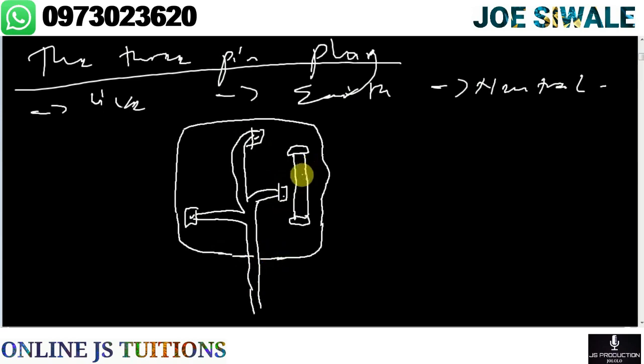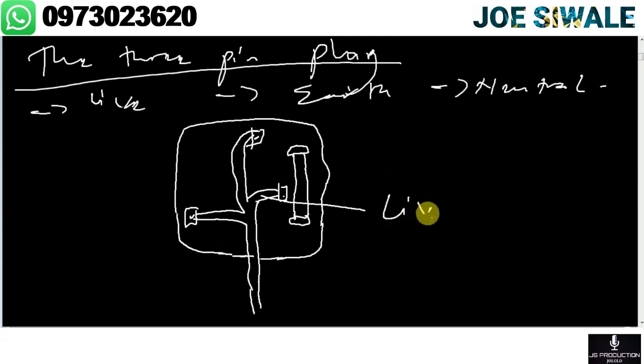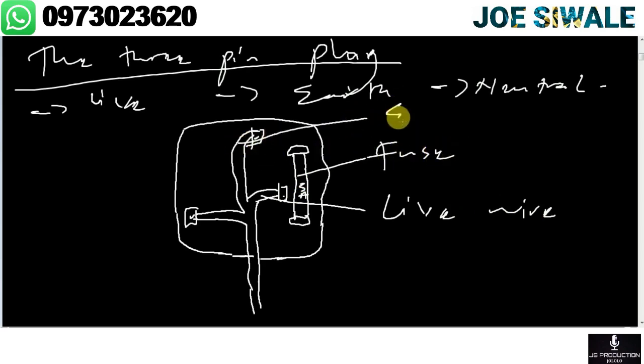So this can be our 3-pin plug. The wire that is near the fuse is the live wire. Then this can be our fuse. It can be marked 5 amps. Then the wire that comes on top is the earth wire. Then this wire is the neutral wire.